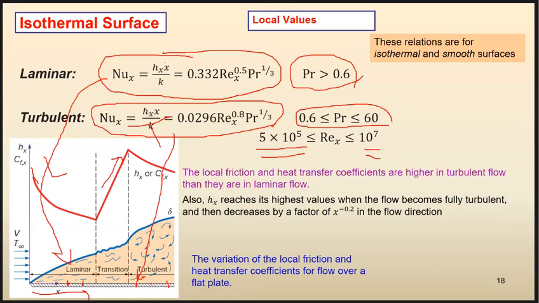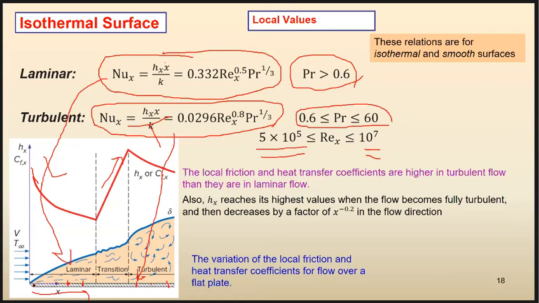But typically, in engineering applications, when we want to calculate a Nusselt number or heat transfer coefficient, we deal with average value. We want to know the value of the heat transfer coefficient over the entire length of a surface or plate. And more importantly, these two equations are only valid for the case of having constant surface temperature.